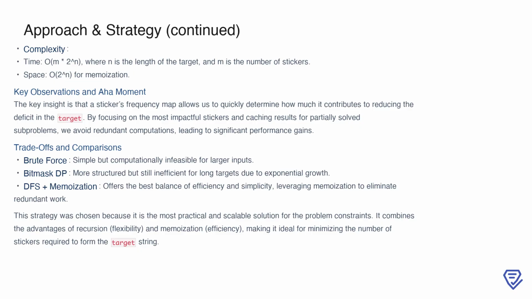Comparing this approach to the alternatives, the brute force method, though simple, is computationally prohibitive due to its exponential growth. The bitmask dynamic programming approach is more structured but still struggles with long targets because of its exponential scaling. The DFS with memoization strategy, on the other hand, combines recursion's flexibility with memoization's efficiency, making it the most practical and scalable solution. This strategy offers a clear advantage in balancing efficiency and problem constraints, ensuring that we minimize the number of stickers required to form the target string effectively.